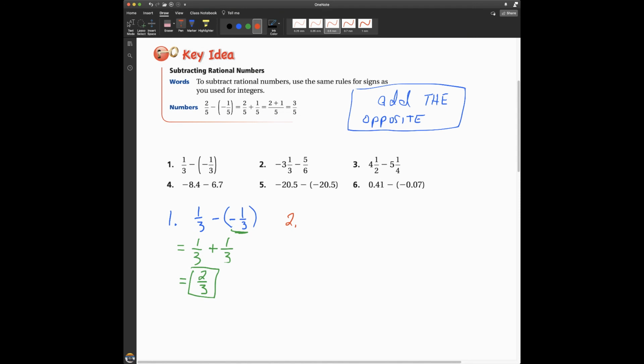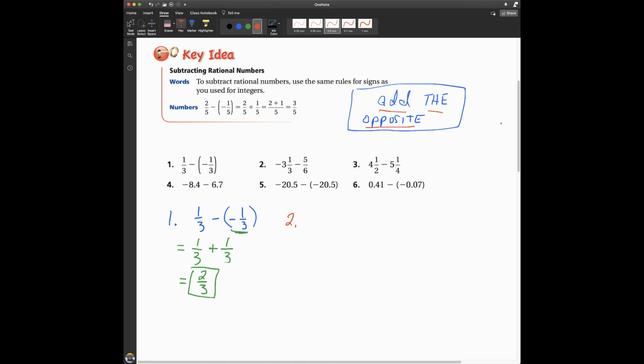To subtract rational numbers, you use the same rules for signs as you use for integers. Remember what we did for integers: we would add the opposite, which I wrote over here. You can do that, you just have to make sure that your denominators are common. If you have common denominators, you turn your subtraction problem into an addition problem and combine those rational numbers. For decimals, it's pretty easy. You're just going to pick up your calculator, punch those numbers in, and check your answer to make sure it makes sense.